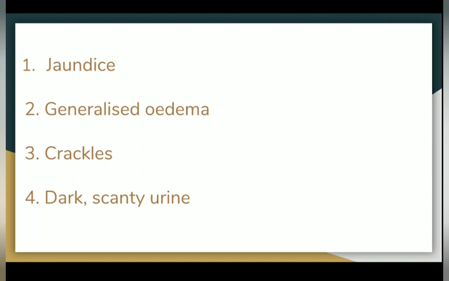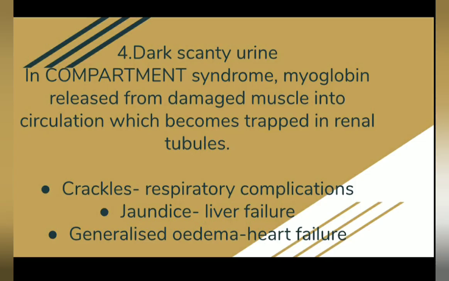The correct answer is option 4, dark and scanty urine. In compartment syndrome, myoglobin released from damaged muscles into the circulation can be trapped in renal tubules, and it can end up in acute renal failure. As you all know, crackles are an indication for respiratory complication, jaundice for liver failure, and generalized edema might indicate heart failure.